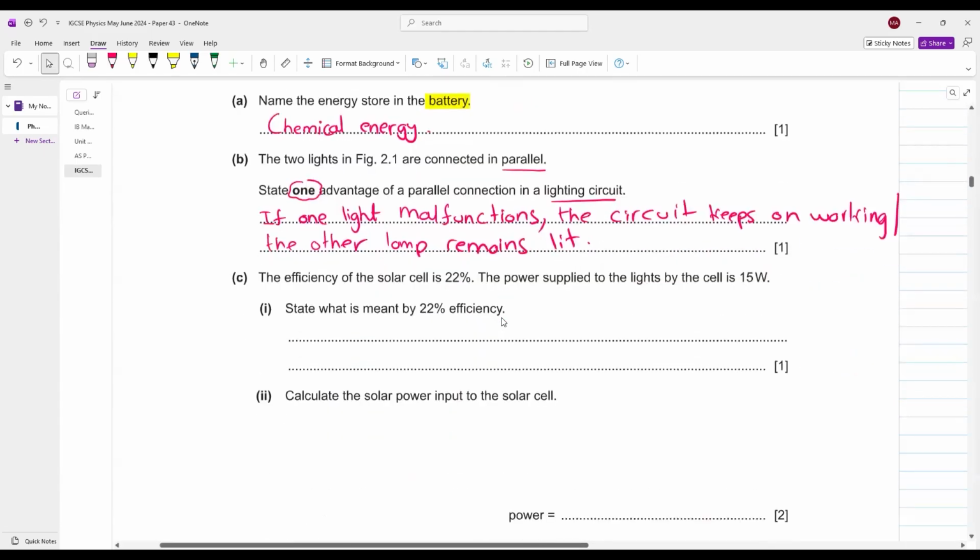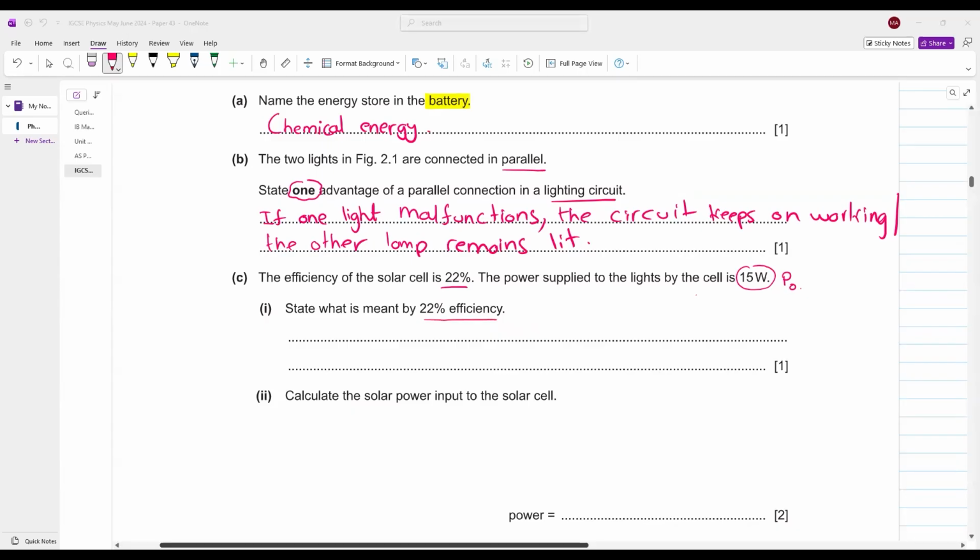The efficiency of the solar cell is 22%. The power supplied to the lights by the cell is this. This is your power output. State what is meant by 22% efficiency.